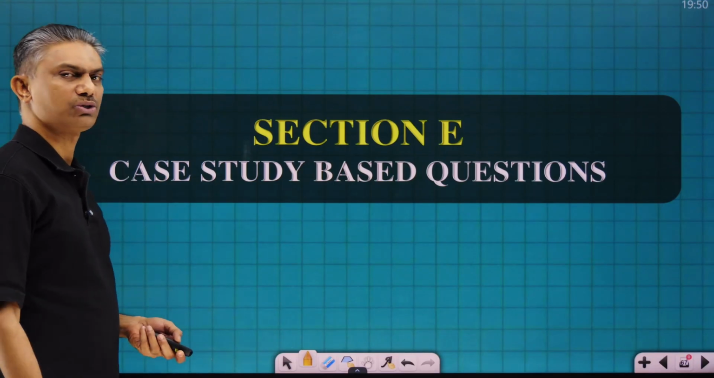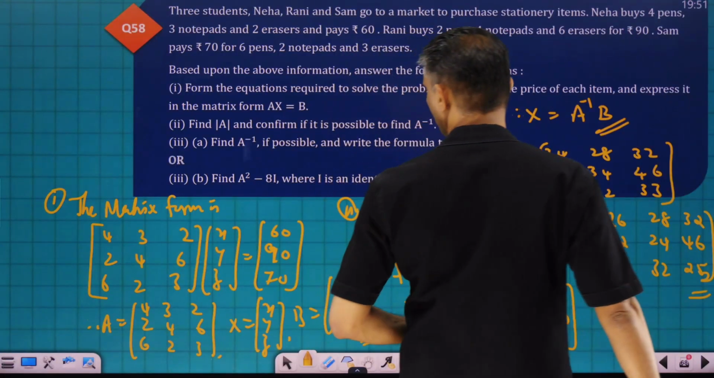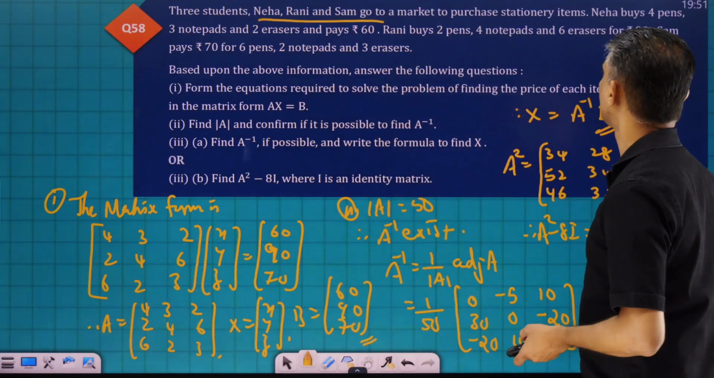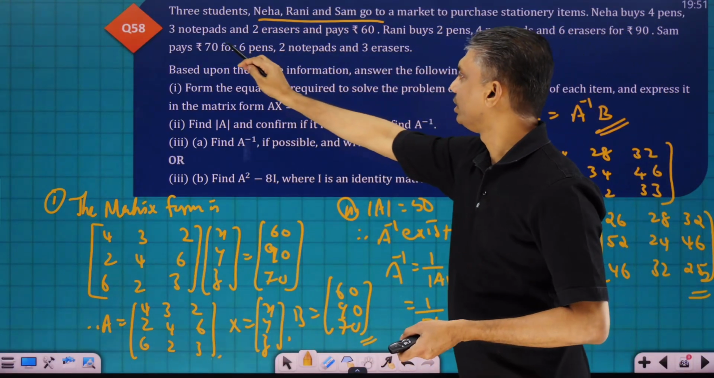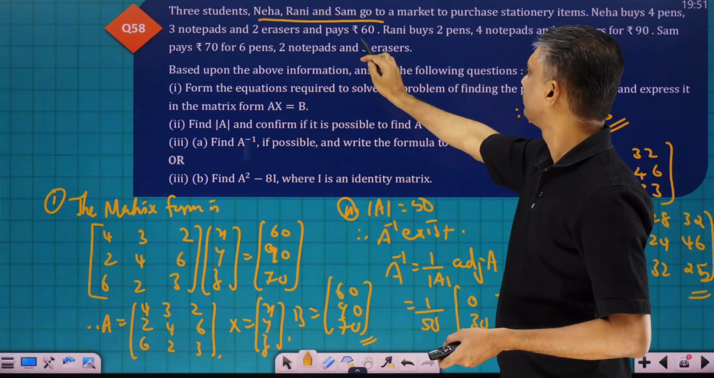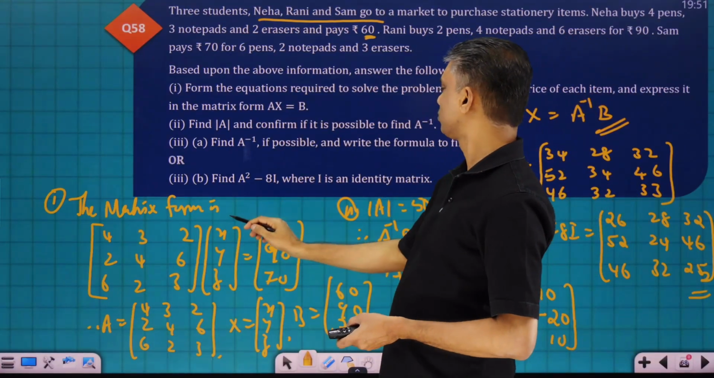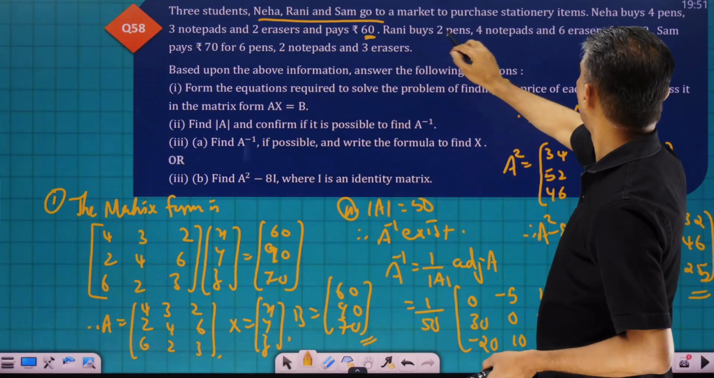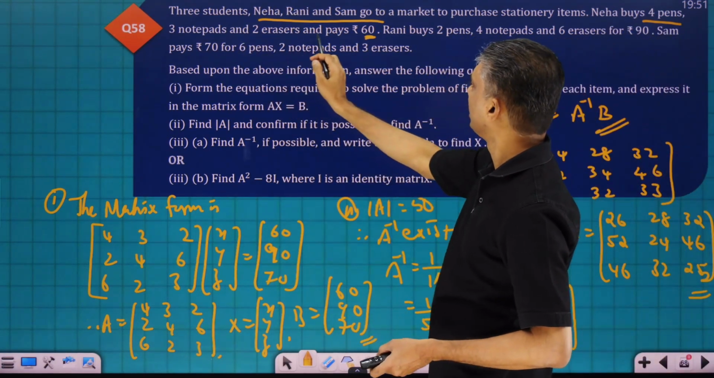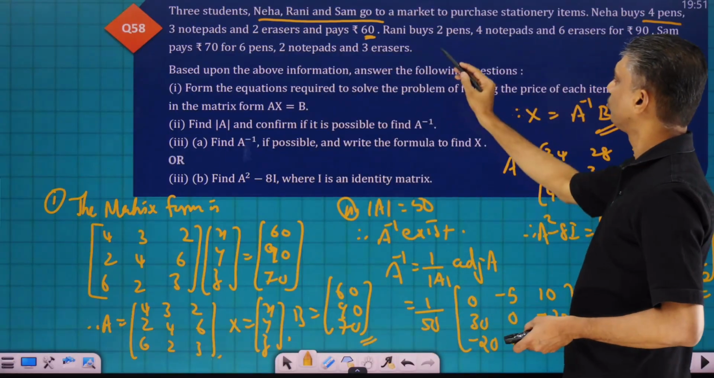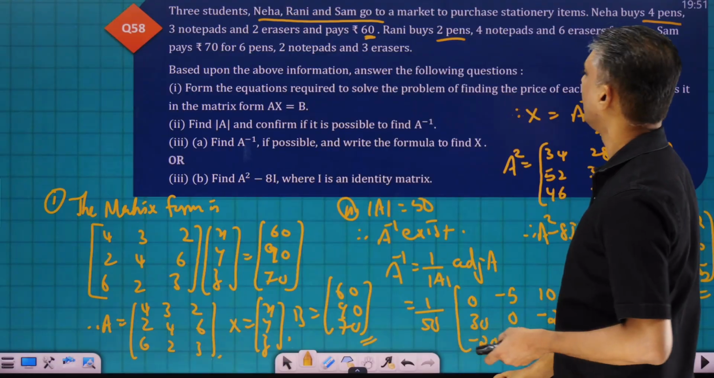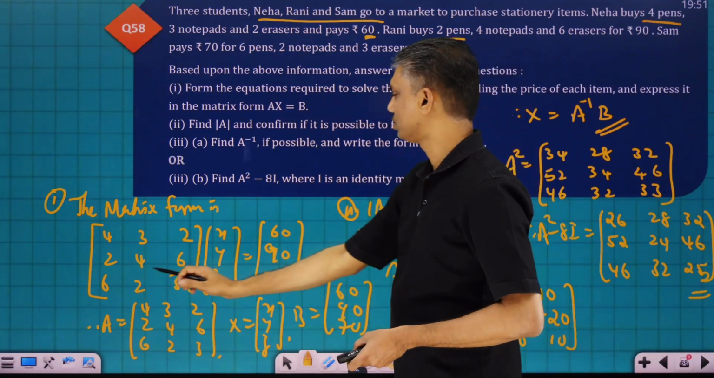Now, let's have the last case study question. There was a case study question that came from this one. You can see here, 3 students, Neha, Rani and Sam, go to market to purchase stationery items. Neha buys 4 pens, 3 notebooks and 2 erasers, so I wrote 4, 3, 2 and 60 rupees. This is the value of the total payment. So, let the costs be X, Y, Z. For Neha, the pen cost is X, the notepad is Y and the eraser is Z. Now, the second one, Rani buys 2, 4, 6 and 90, and Sam buys 6, 2 and 3.